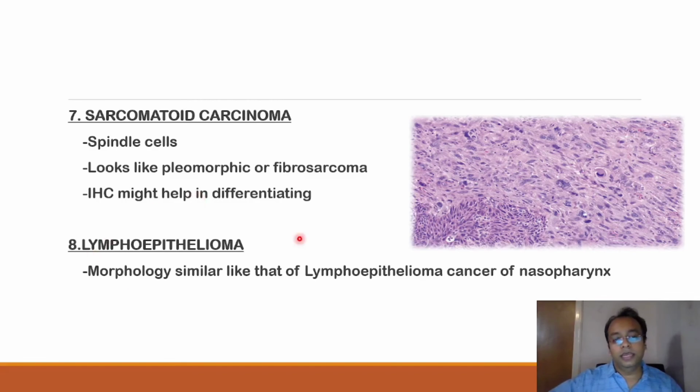All right. The eighth variant is lymphoepithelioma like cancer. Lymphoepithelioma cancer is commonly seen in the nasopharynx. So morphology is very similar. We will discuss lymphoepithelioma cancer in detail in our nasopharynx cancer chapter, right?